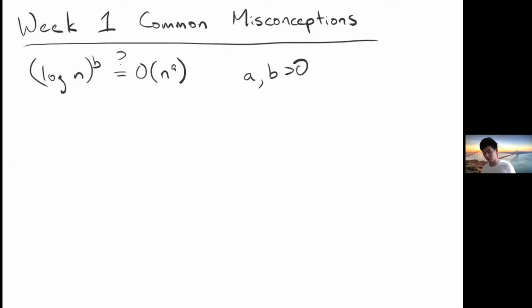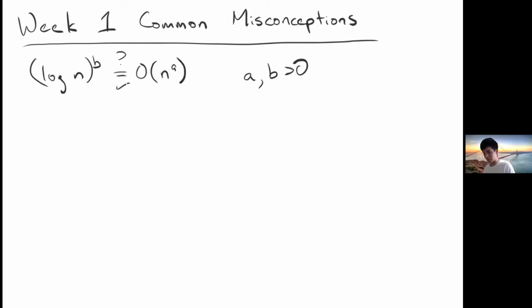But one thing that might be confusing is, what if b is like 10? What if it's log n to the 10th? And what if it's the square root of n? It turns out that this is still true for all a and b.